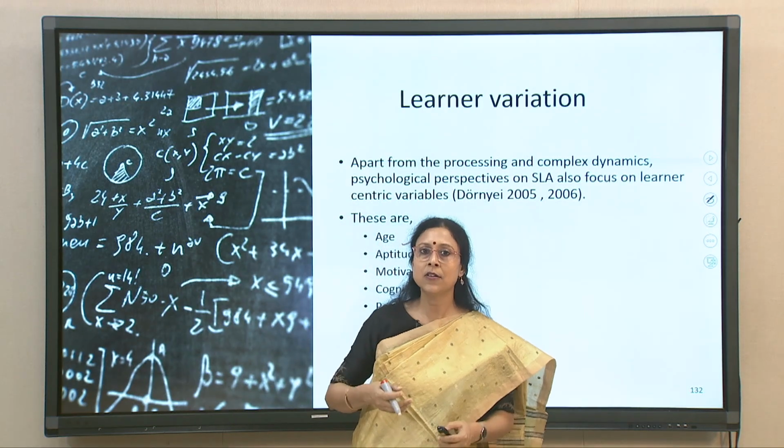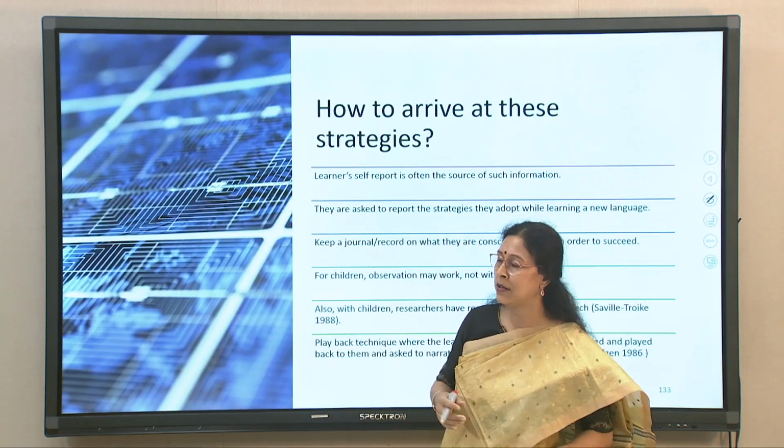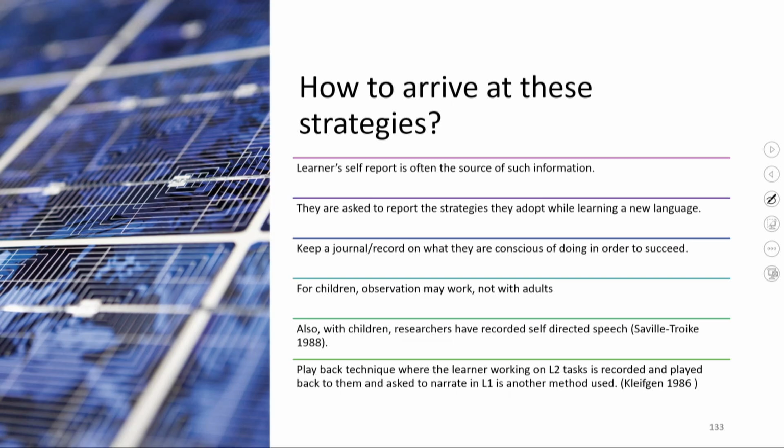So, there is a lot of interaction even within the learner oriented perspective as well. So, how do we arrive at these strategies? How do we know what the strategies are? Typically, we will use the self-report technique. We will ask learners to self-report: what do you think, what did you do when you were facing a problem?